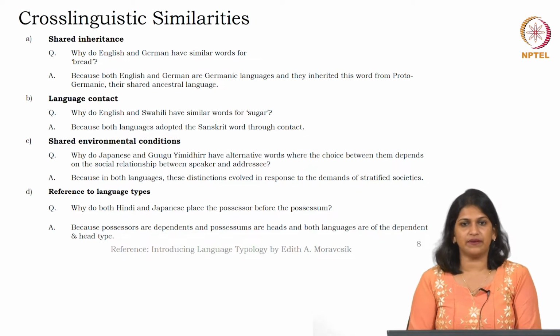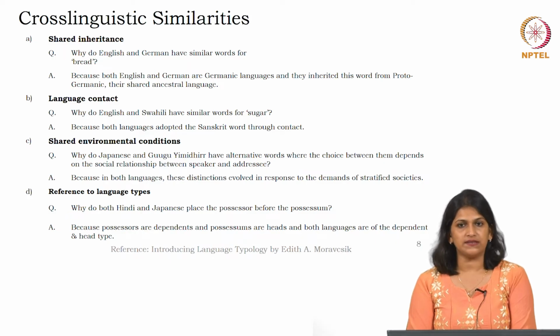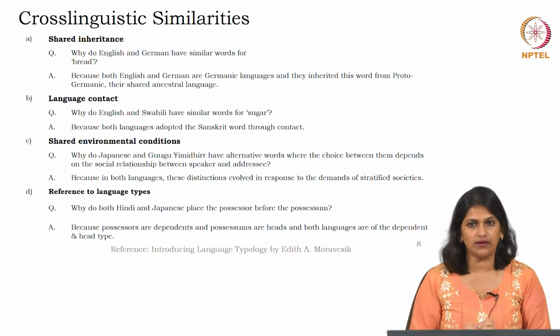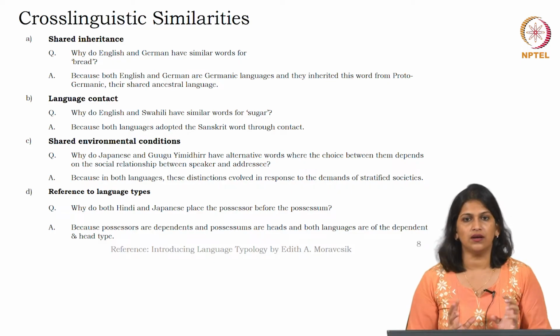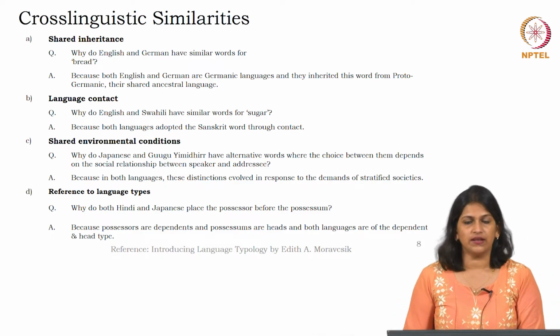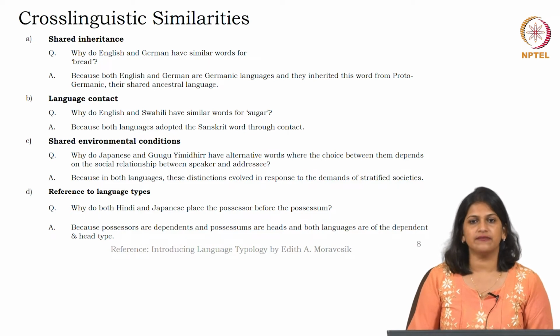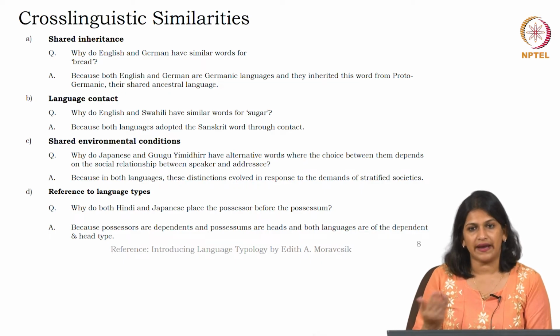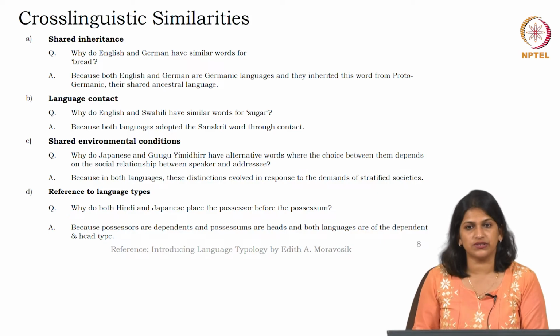Cross-linguistically, if we bring in examples from the world's languages, one is Japanese, the other one is Gugu Yimide. These languages have alternative words where the speakers have the liberty to choose the words depending on the social relation between the speaker and the addressee. So, why does it happen? That is the question. It happens because the distinctions evolved in response to the demands of stratified societies. What do we mean by stratified societies? Societies that are not homogeneous but heterogeneous, where there are many levels or varieties, and where honorification or addressing has been at different levels.